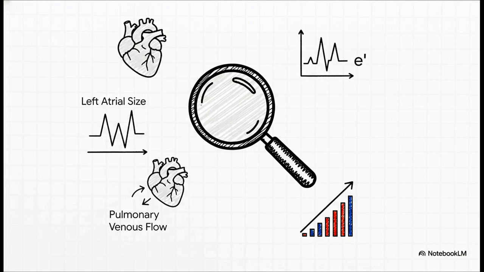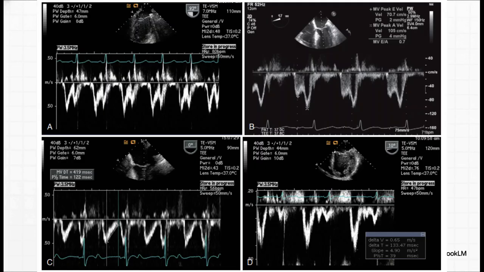First, you look at the left atrial size. A big LA is a sign that it's been fighting against high pressures for a while. Then you do your transmitral Doppler, which gives you that classic E wave for early filling and the A wave for the atrial kick. The E to A ratio is always your starting point.